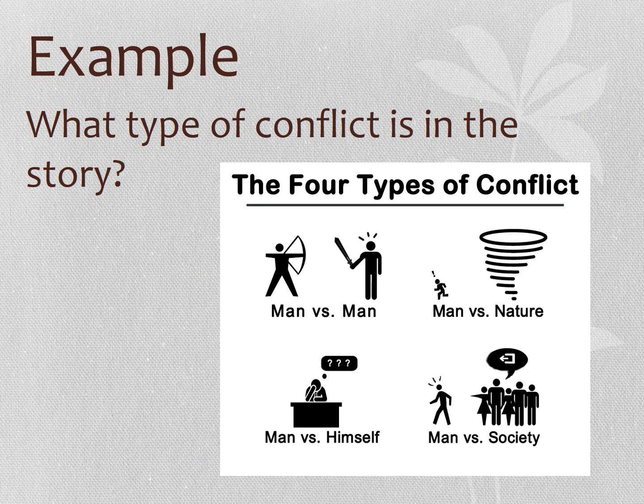So now, what type of conflict is in this story? Remember, we have 4 types. Man versus man, man versus nature, man versus himself, and man versus society. Alright, so let's take a look.